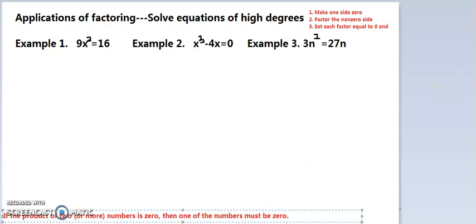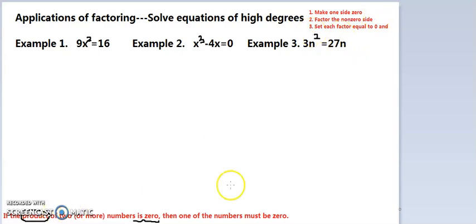So based on this property, we first have to get a product equal to 0. That's why we make one side 0, because the property says the product is 0. Then why do we do the second step, factoring? Because it says we have to have a product, and factoring exactly helps us change any expression to a product.